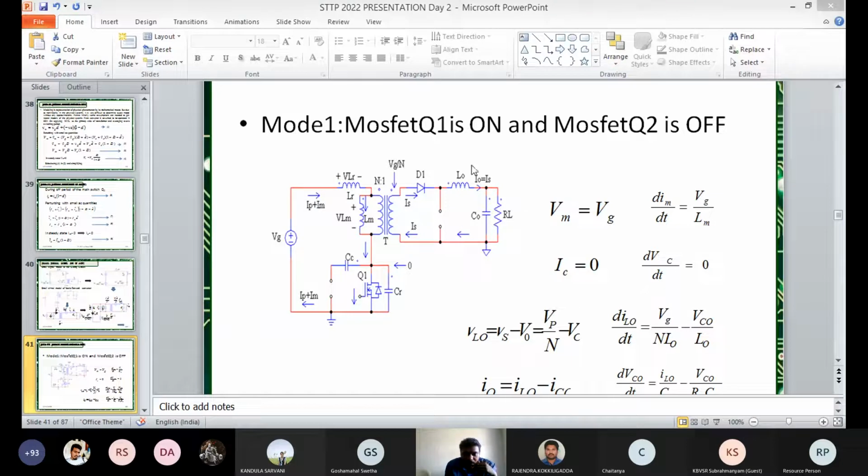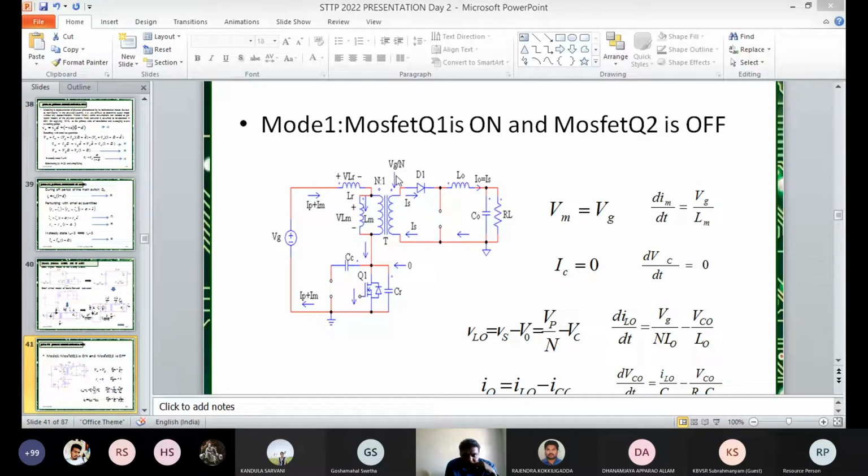Now I write the expression for the inductor voltage. The voltage across the magnetizing inductance LM is VM. During this mode, VM equals VG. Here MOSFET Q2 is turned off, so it is simply open circuited. That's why there is no current through the clamp capacitor, so IC equals 0.